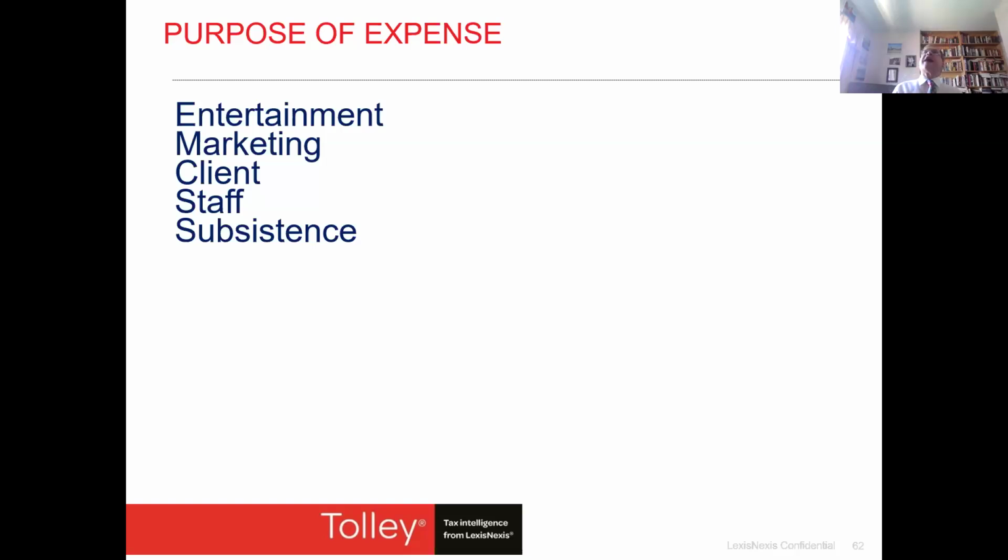In terms of subsistence, that could be covered by detached duty relief. Where you send someone abroad for a period not expected to exceed 24 months, there is the possibility that you will get detached duty relief, which means that reasonable subsistence, accommodation, and travel would all be deductible.